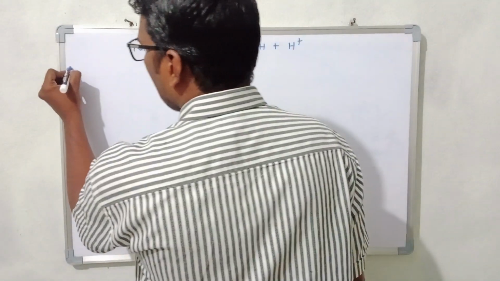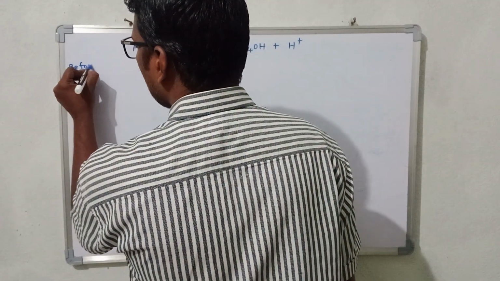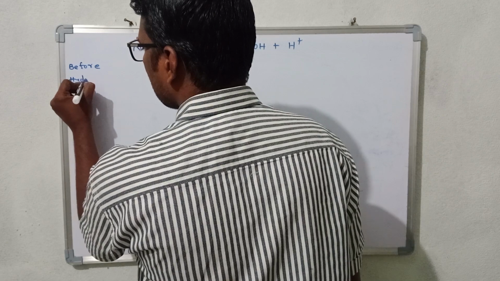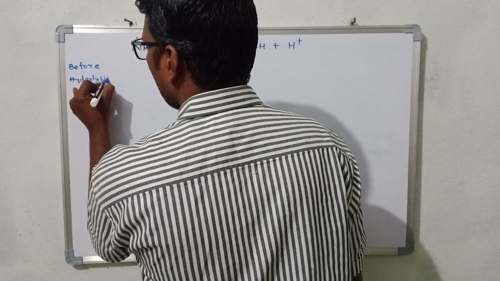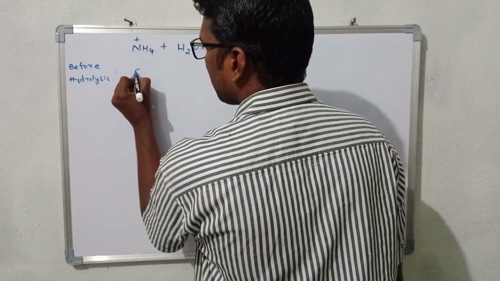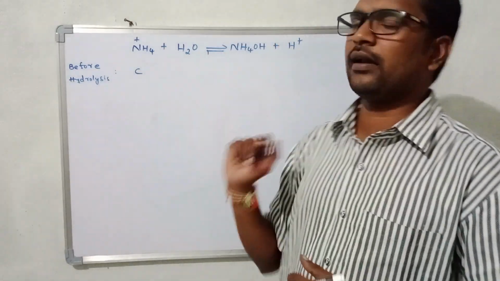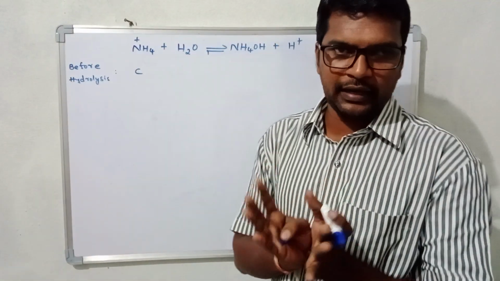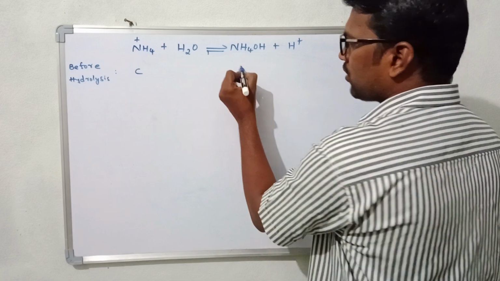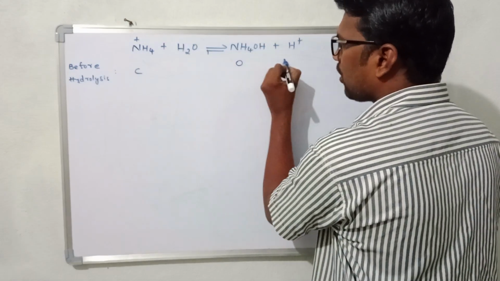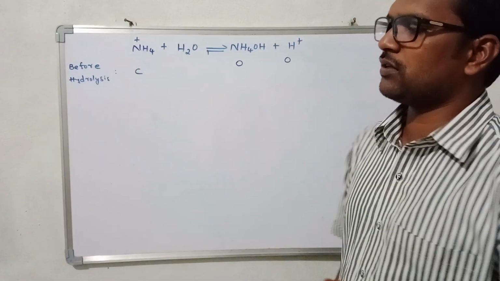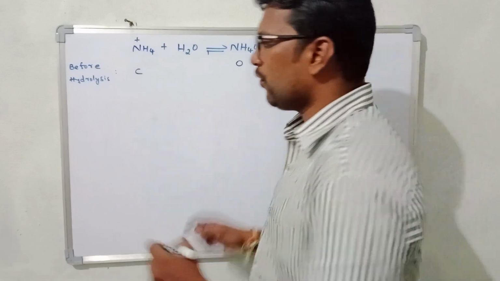First we write before hydrolysis. That means hydrolysis has not taken place in that condition. Before hydrolysis, its concentration can be taken as C. Here C indicates concentration. H2O is taken in excess, so there is no need to write its concentration. And initially products are not present, so their concentrations can be taken as 0. This is before hydrolysis.